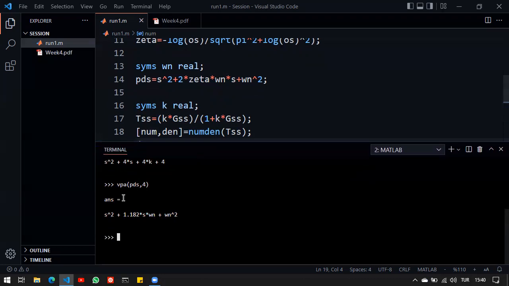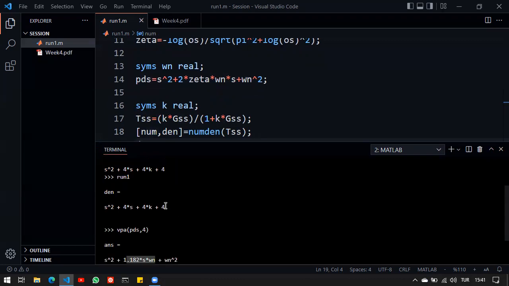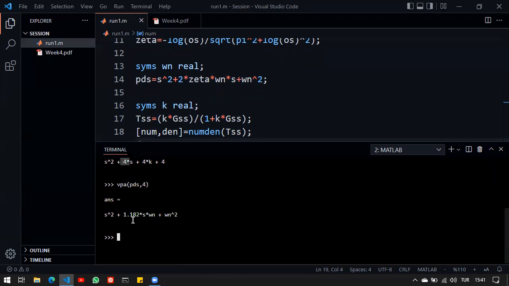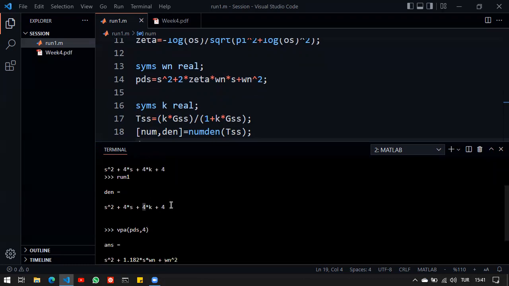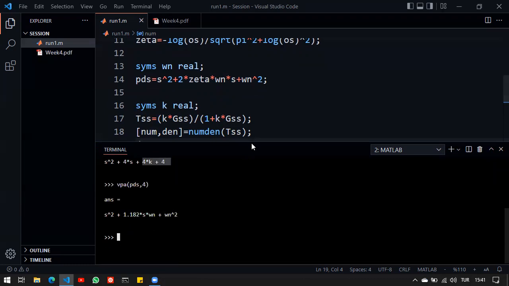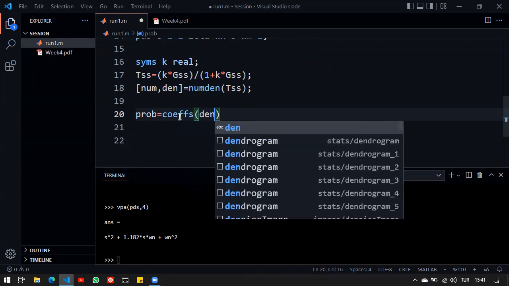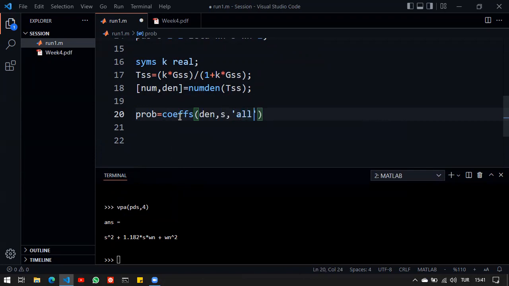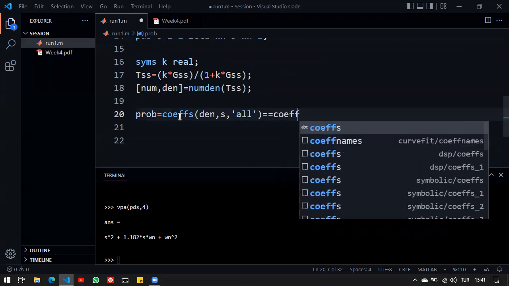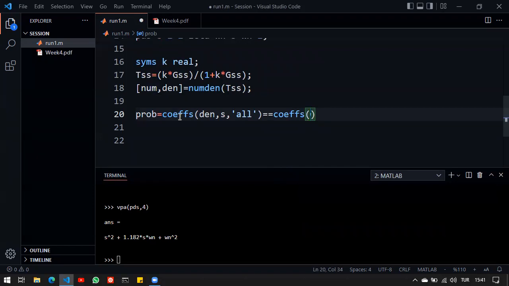So by directly looking at these two polynomials, I can see that I have 1.182 times omega n here. But in the actual system connection, I can see that there's a 4 here. And we also have omega n squared here, but there's 4k plus 4. So let me first state the problem itself, the actual problem here. The problem is to equate the coefficients of the denominator of the resulting closed loop to the coefficients of PDS.